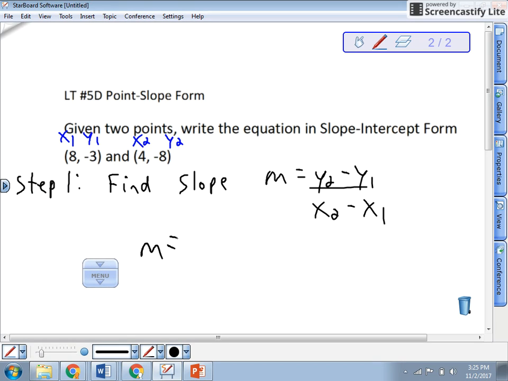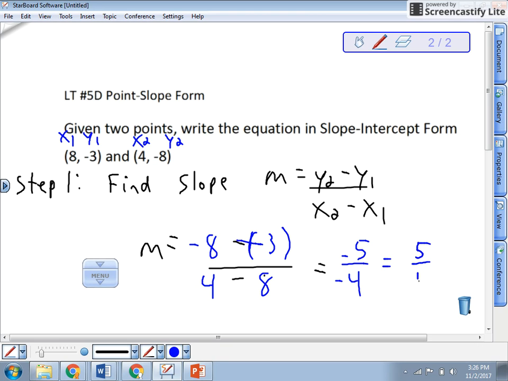M equals y2, which is negative 8, minus y1, which is a minus 3. So we know that's going to become plus 3. And then that's going to be over x2, which is 4, minus 4 minus 8, which is our x1. So then we simply solve for that. Negative 8 plus 3, well, that's going to be negative 5. And then 4 minus 8, which is negative 4. So negative divided by negative, that's going to be 5 over 4. It's going to be positive. So there's our slope.